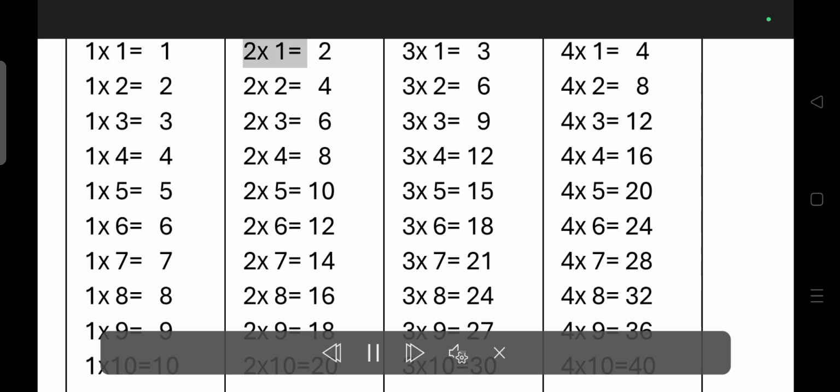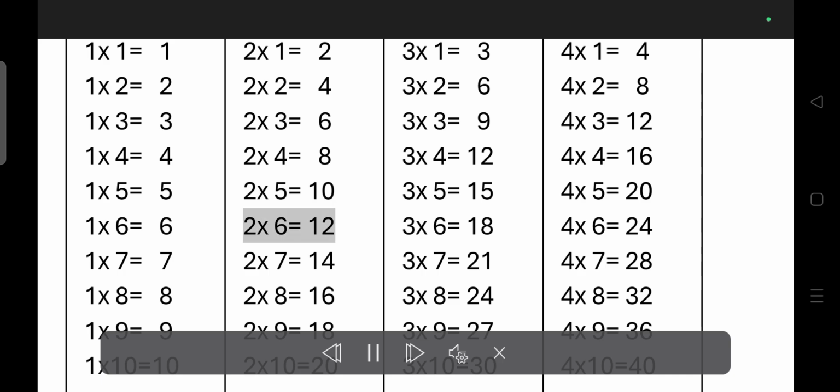2 times 1 is equal to 2. 2 times 2 is equal to 4. 2 times 3 is equal to 6. 2 times 4 is equal to 8. 2 times 5 is equal to 10.